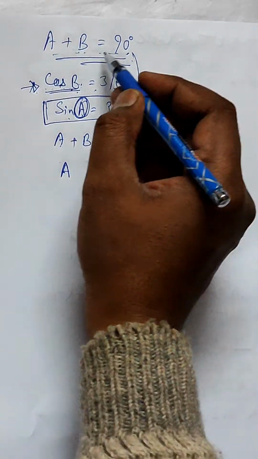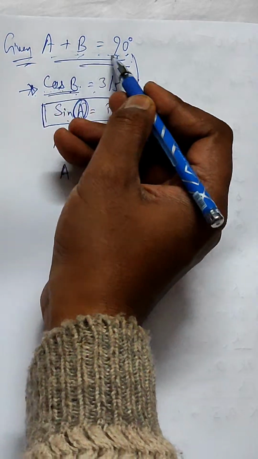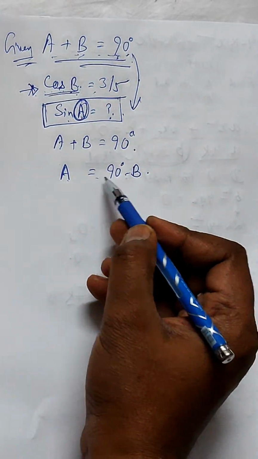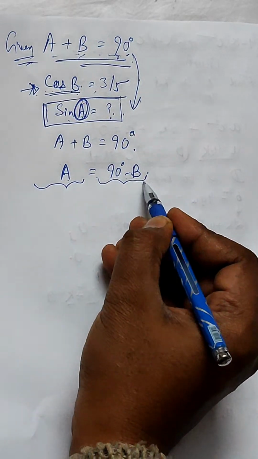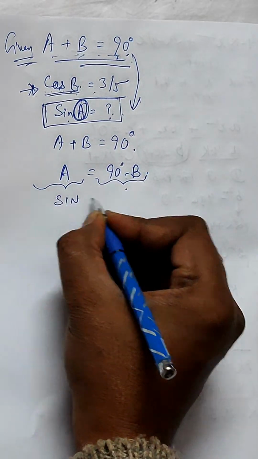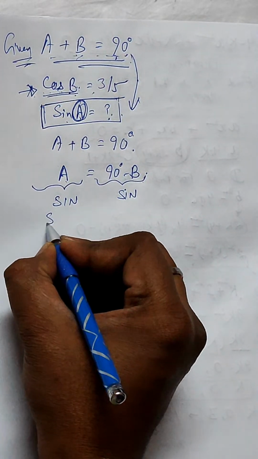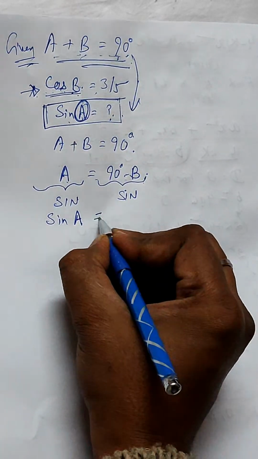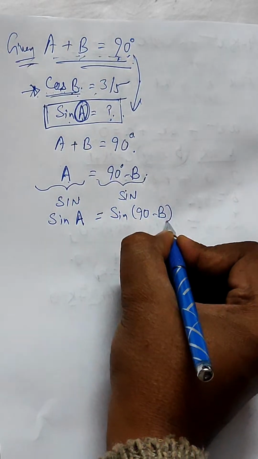So we have just used the relation which is given. This is given: a plus b is 90. So since a plus b is 90, we can write a as 90 minus b. Now do one thing, just take sine of both the LHS and RHS. Take the sine of LHS and RHS, right? Then what will we have? We will have sine A on the LHS, and on the RHS we have sine of 90 minus B, right?